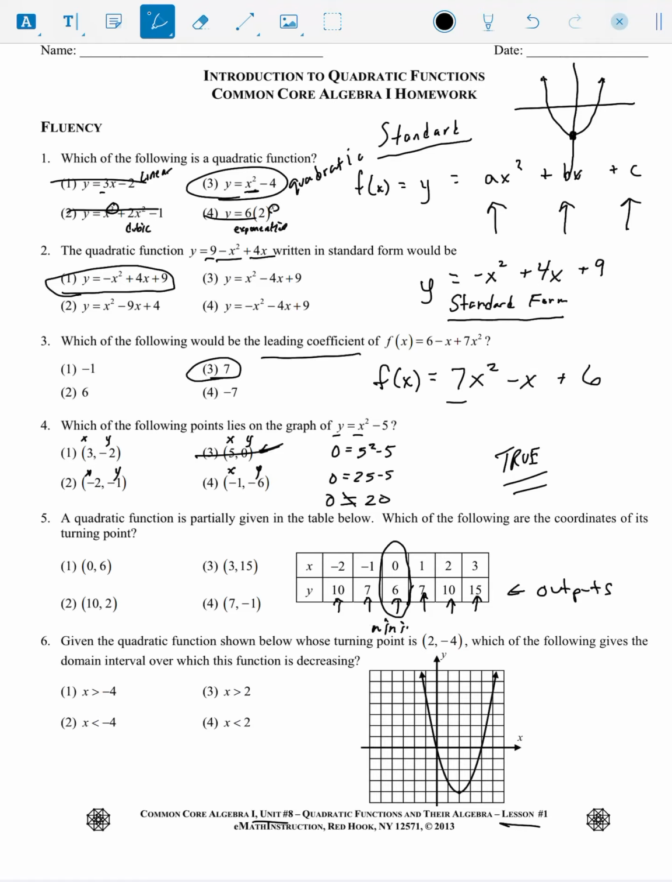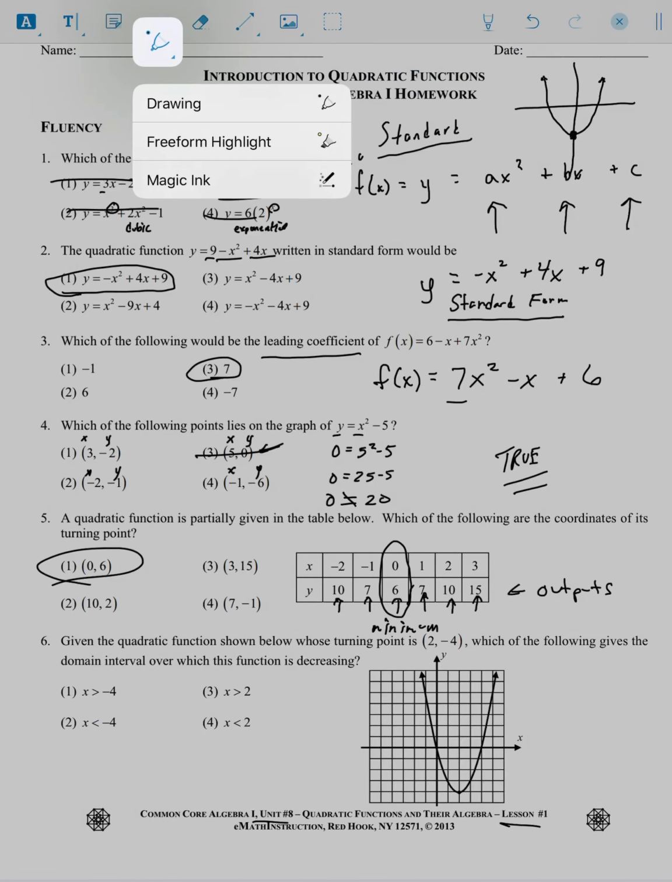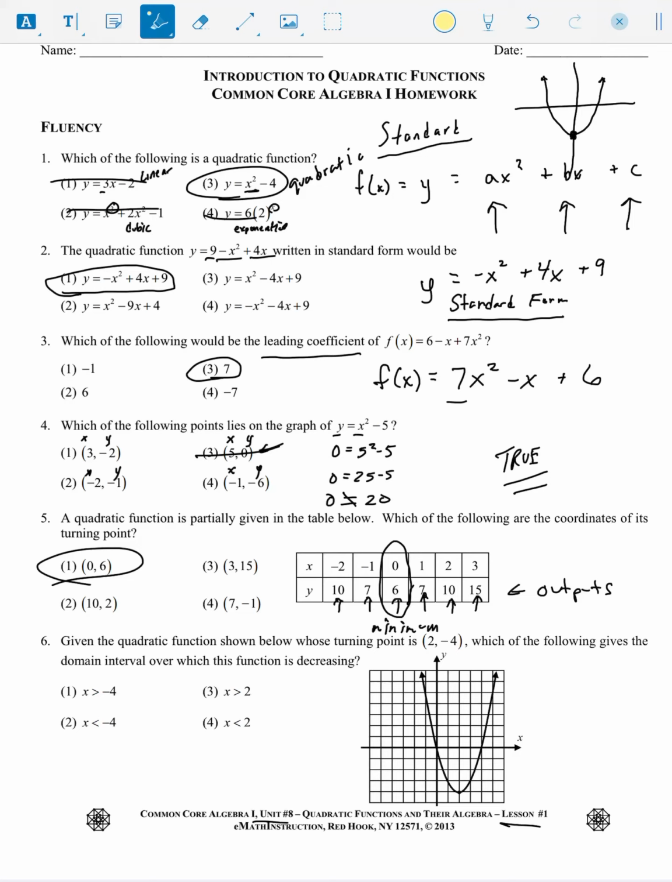Question 6 says, given the quadratic function shown below, whose turning point is 2, -4, which of the following gives the domain interval over which the function is decreasing? Now perhaps I'll use a highlighter here just to highlight where the function's decreasing. It's moving from left to right in the downward direction.